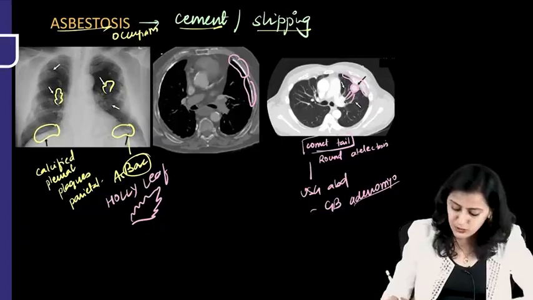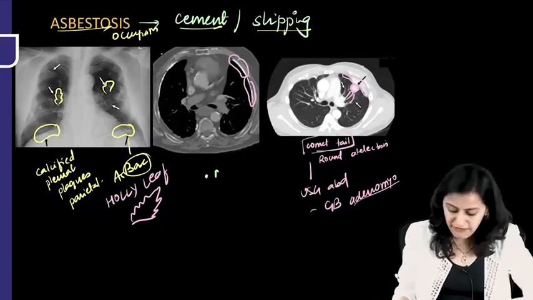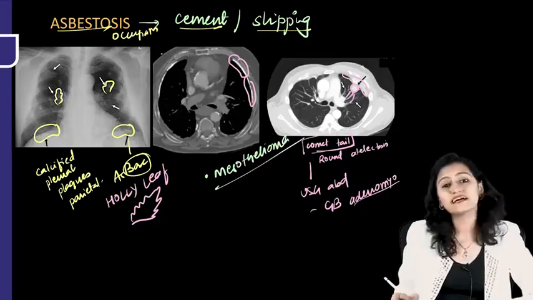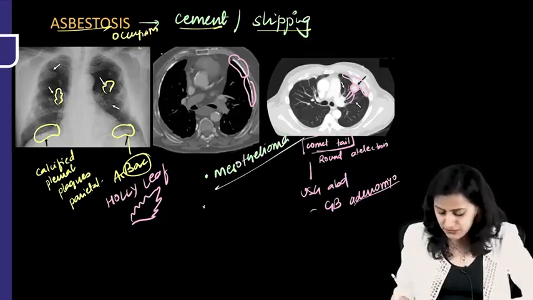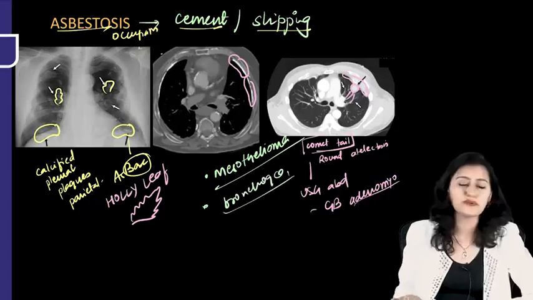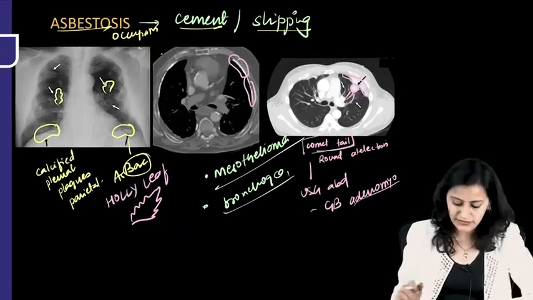With asbestosis, what tumors do we have? We have mesothelioma, a recent NEET PG question. Mesothelioma is the most specific tumor, but the most common is the bronchogenic carcinoma. Okay, so mesothelioma history is commonly given.